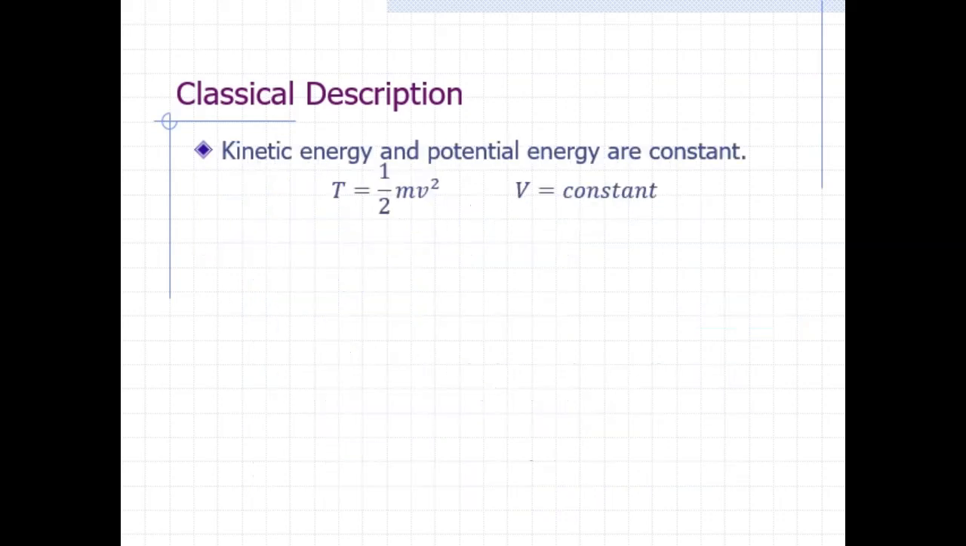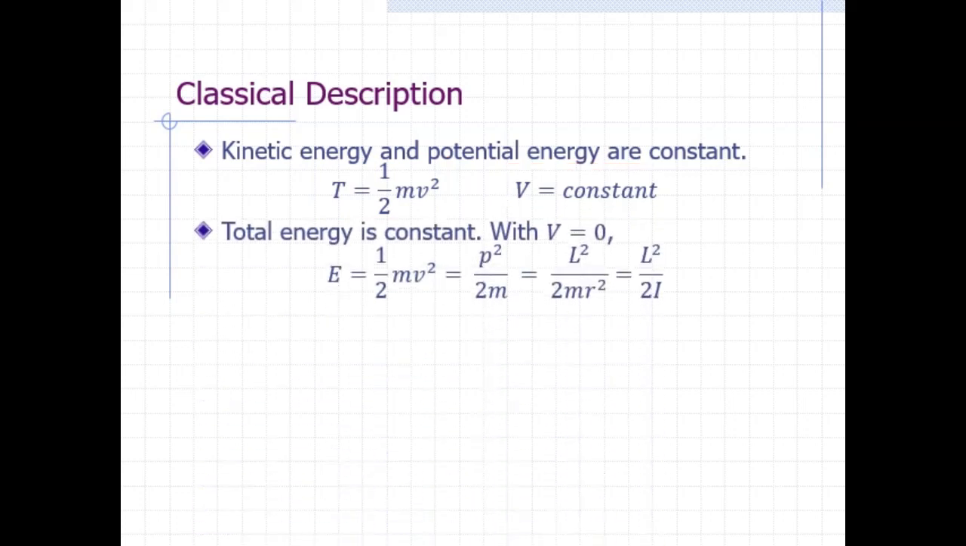Since the particle on a ring is moving at constant speed, its kinetic energy, T, is constant. And so is its potential energy, V. Obviously, the total energy, which is the sum of the kinetic and potential energy, is also constant. For convenience, we can take the potential energy as 0. Then, we can take the total energy as equal to the kinetic energy, which is equal to 1/2 mv squared, where m is the mass and v is the speed.